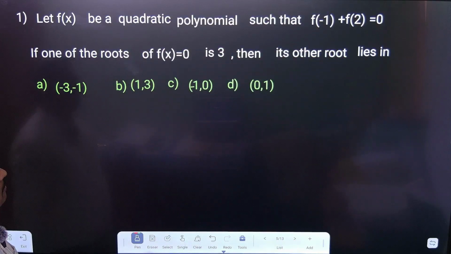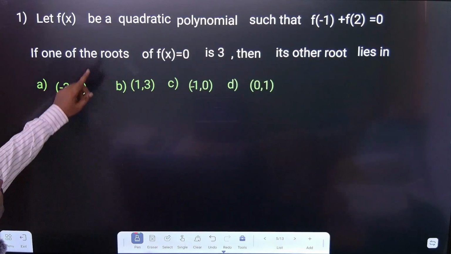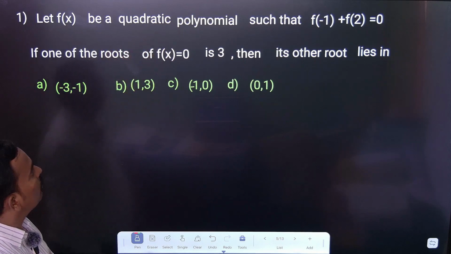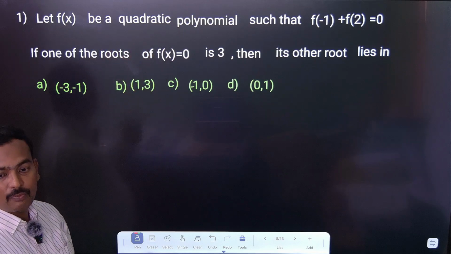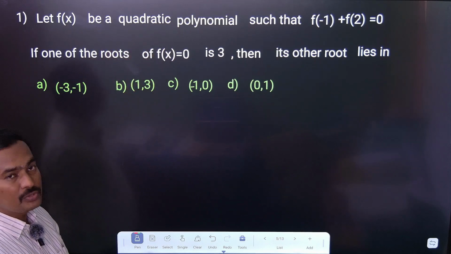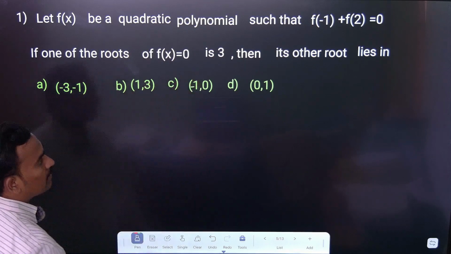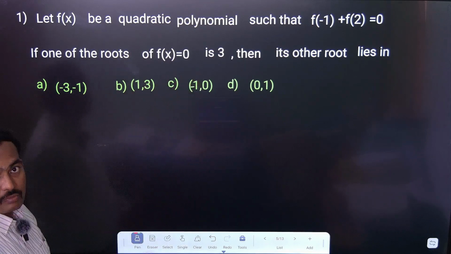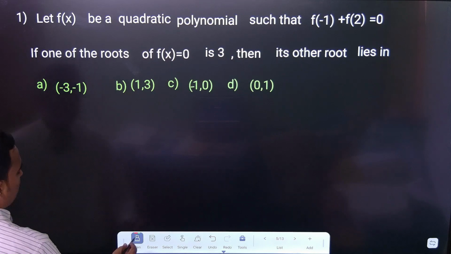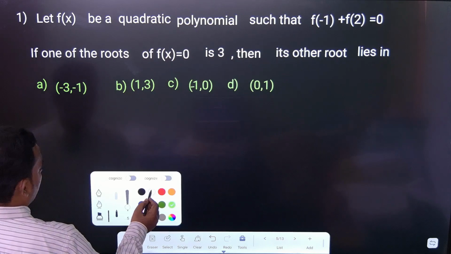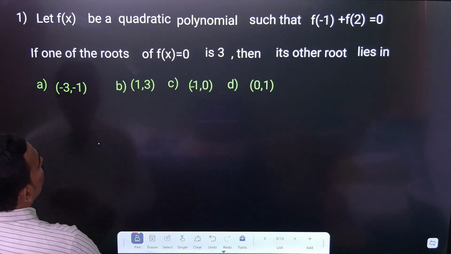Let's do the past year paper. f of x is a quadratic polynomial, f of minus 1 plus f of 2 is equal to 0, and if one of the roots is 3, then the other root lies in which interval? We have to check it here. Okay, how to solve this question quickly?